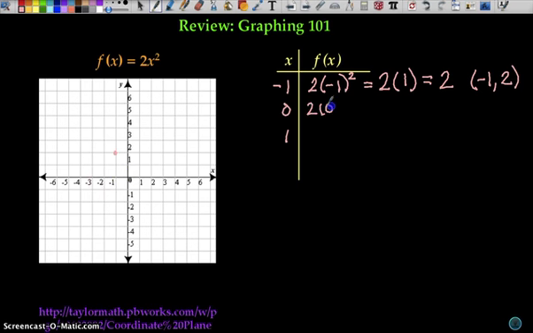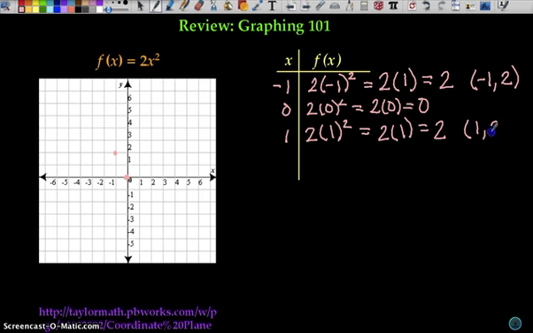When we put in 0, we end up with 2 times 0, which is 0, so the coordinate point 0, 0, or the origin. And then, of course, 2 times +1. +1 squared is also +1, so we get 2, which is the coordinate point 1, 2. And then we connect it, remember to make it a U shape, and there we go. So the 0, 0, remember that this right here, would be our vertex. Alright, and then this would be a minimum. And our axis of symmetry would be x equals 0.